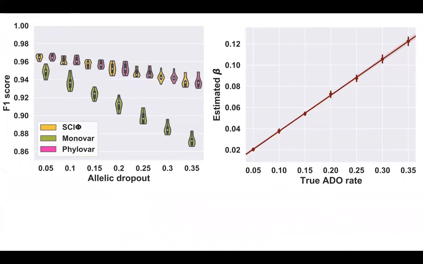We also tested the effect of allelic dropout on the accuracy of the methods. As expected, as the allelic dropout increases, the accuracy of the methods drops. Again, Phylovar was as accurate as SciPhy in all the cases. We observed a good correlation between the true allelic dropout and the false negative error rate that was inferred by Phylovar.